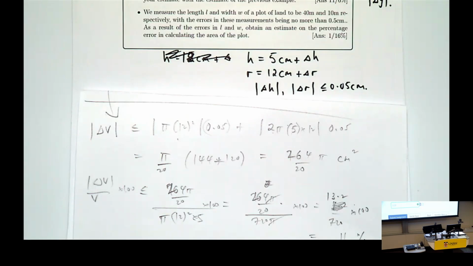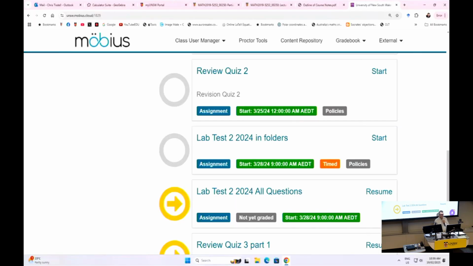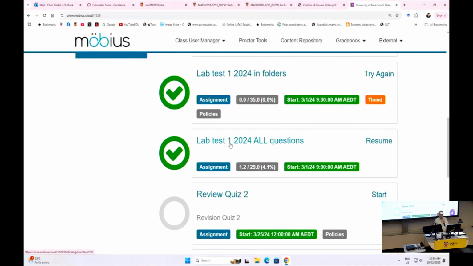Now, another good question here is, will you see these kinds of questions on the first lab test? And I did do a bit of searching from last year's questions. Let me put that on both just for everybody at home. Okay, lab test 1, all questions.